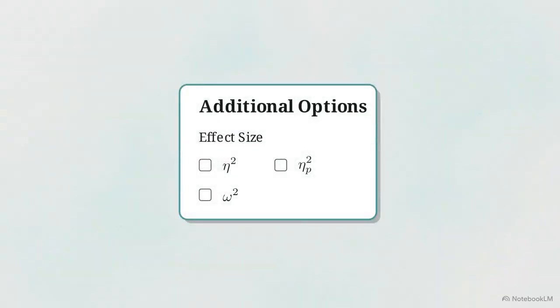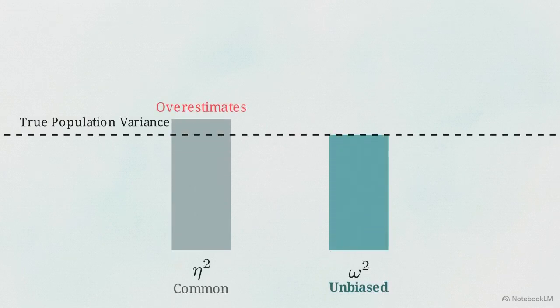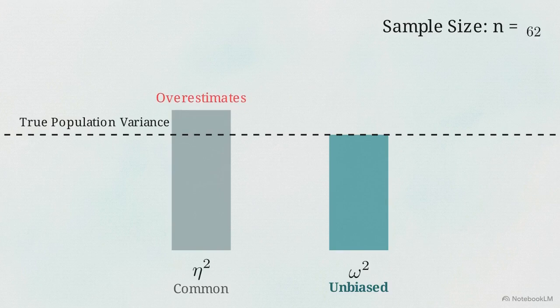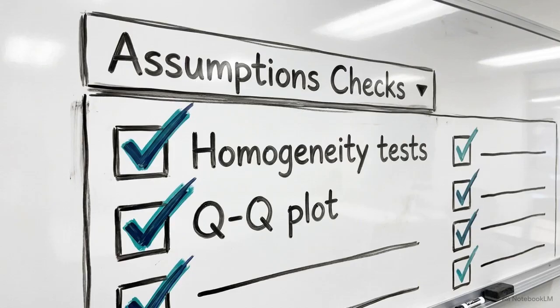Under the additional options, select omega squared as your effect size. While eta squared is common, omega squared provides a more accurate, unbiased measure of population variance, which is particularly important for smaller sample sizes. Before looking at your results, open the Assumptions Checks menu and enable every available option.